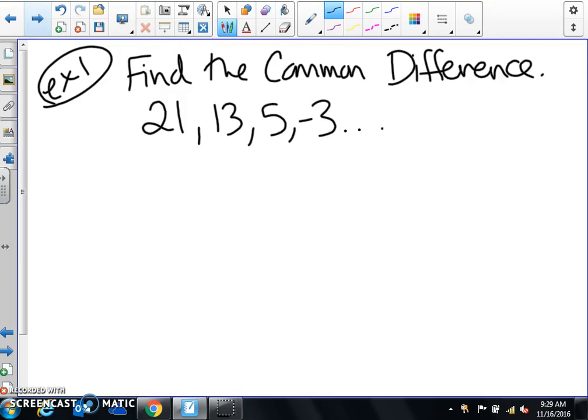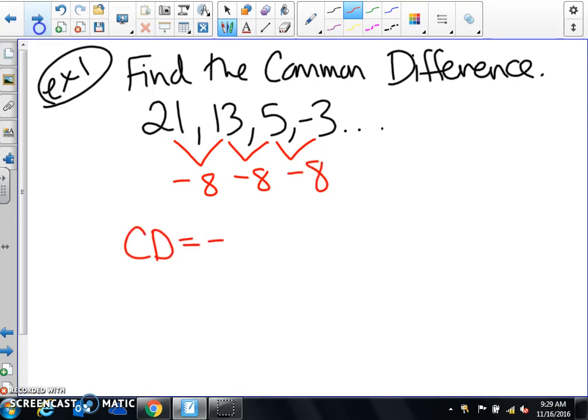All right, so if they want us to find the common difference, we're just finding the pattern. Now remember, it has to be addition or subtraction. So to get from 21 to 13, I subtract 8. To get from 13 to 5, I subtract 8. 5 to negative 3, I subtract 8. So my common difference is negative 8.